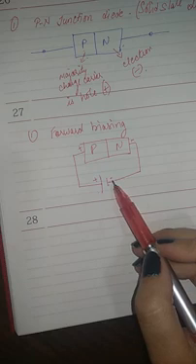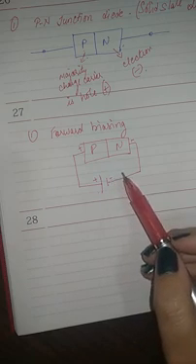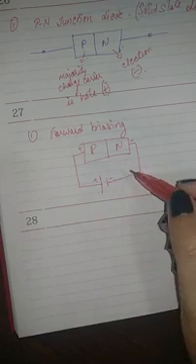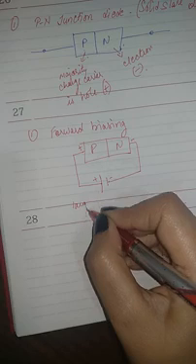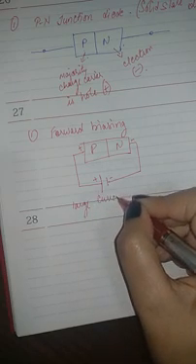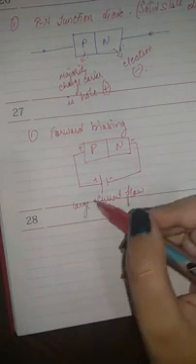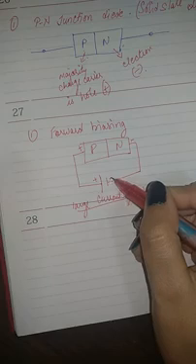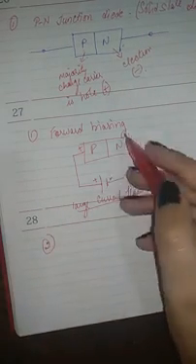Now when the positive terminal is connected to the P side of the junction diode, what happens? A large current will flow through it, and this arrangement is known as forward biasing. Okay, this type of combination is forward biasing. Now reverse biasing, we'll study everything in detail. Just now I'm just giving you the diagram.